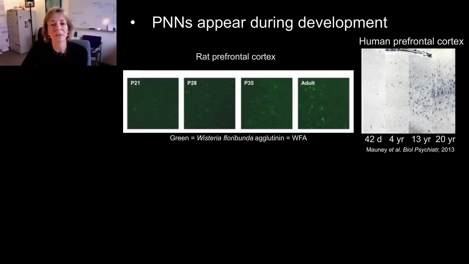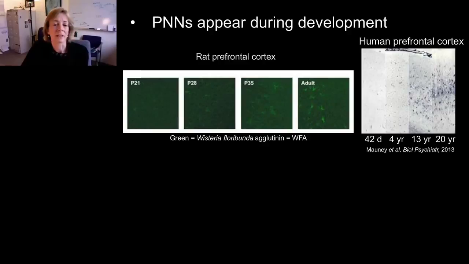The PNNs first appeared during development, and what I've shown you here is a rat prefrontal cortex on the left and a human prefrontal cortex on the right. And just before I forget to mention, we often label these nets, shown in green here for the rat prefrontal cortex, with Wisteria floribunda agglutinin, a plant lectin, WFA, that binds to these nets. And what you can see is that at postnatal day 21 in the rat, there really are no nets formed yet.